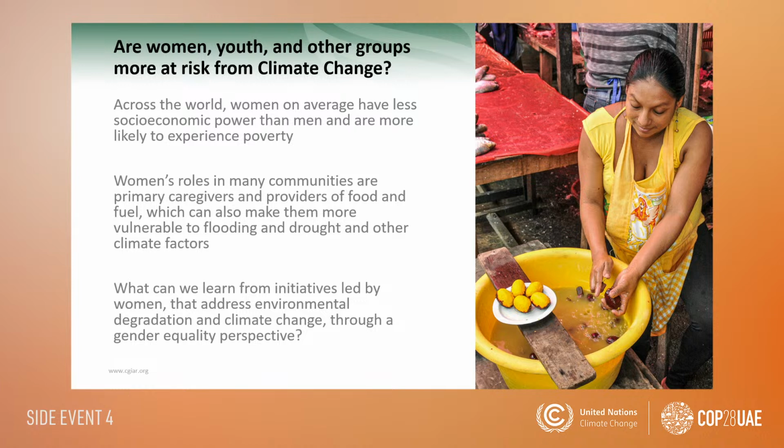So I'm just putting this out here as a question. Are women, youth, and other groups more at risk for climate change? I think the answer by and large is yes, and we know this. We'll hear more evidence about this. We'll also hear from some of our speakers today about what they're doing to improve understanding of this and to improve the response of development actions to this.